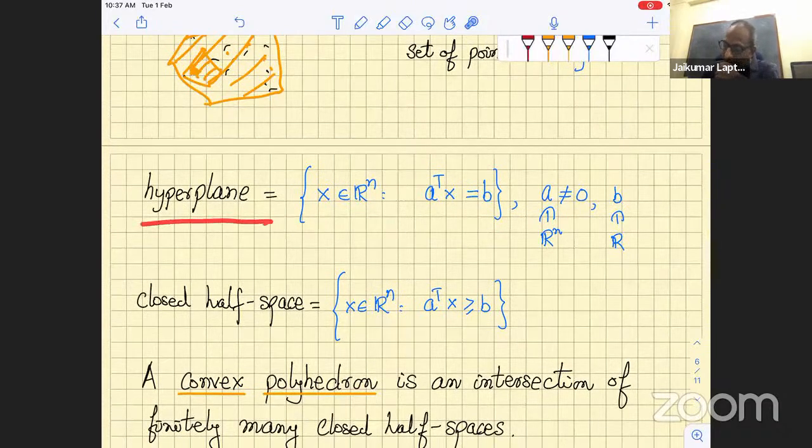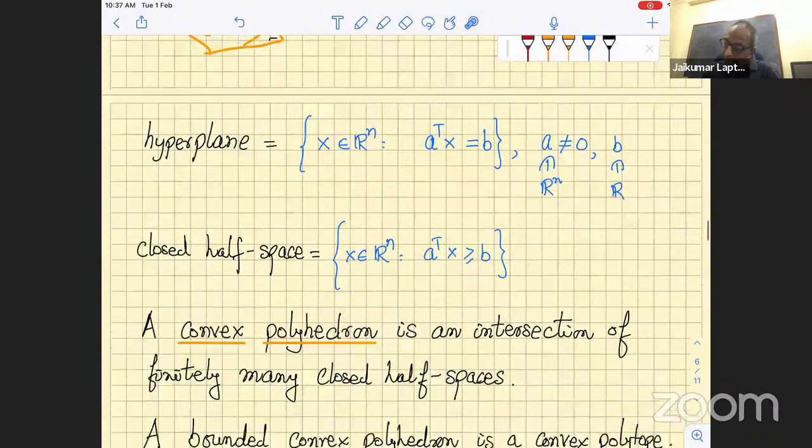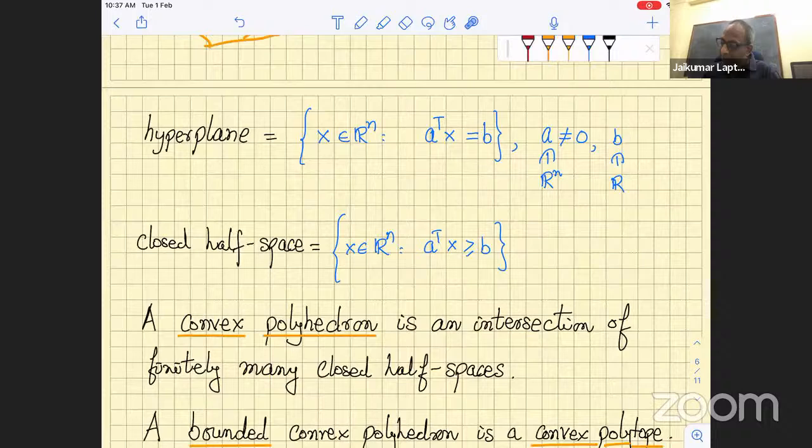So a hyperplane, you know, is defined by an equation of this kind, where this quantity is non-zero. And what we mean by a closed half space is that whenever you have a hyperplane, one side of the hyperplane, where instead of equality here, this inequality holds. This is called the closed half space. So the hyperplane itself is included in this half space, and also everything to one side.